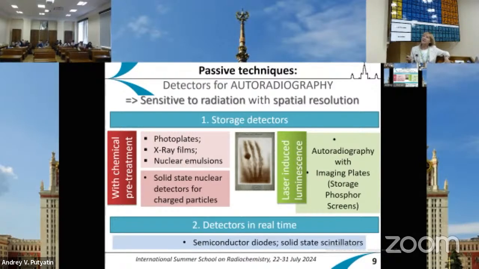The second kind of storage detectors is laser-induced luminescence detectors like imaging plates, autoradiography. And the detectors in real time, like semiconductor diodes, solid-state scintillators, are not so useful for our researchers. They are very good used in biology and in medicine. They are just high cost and not so convenient for us.